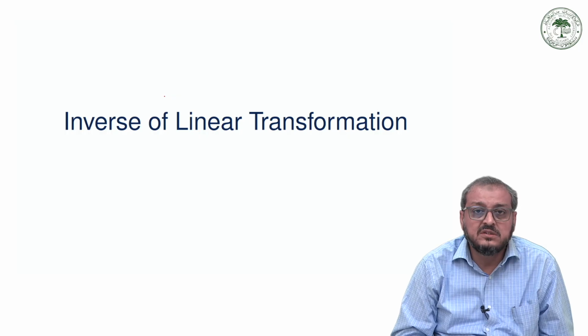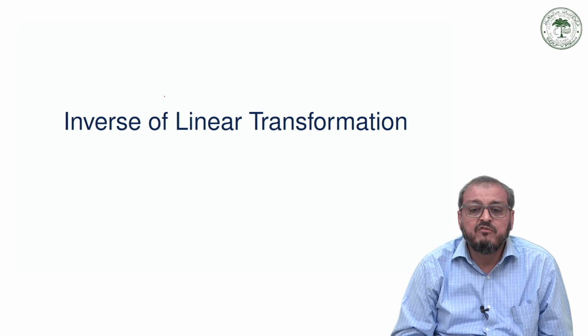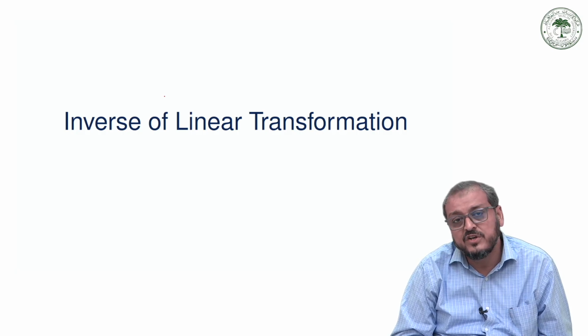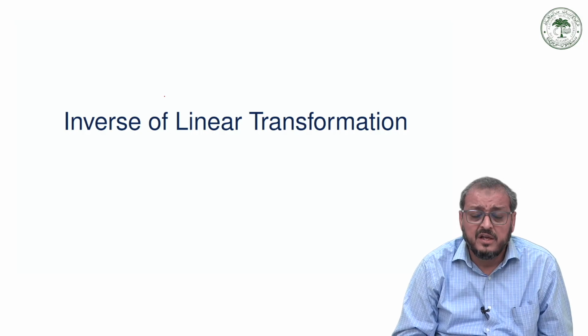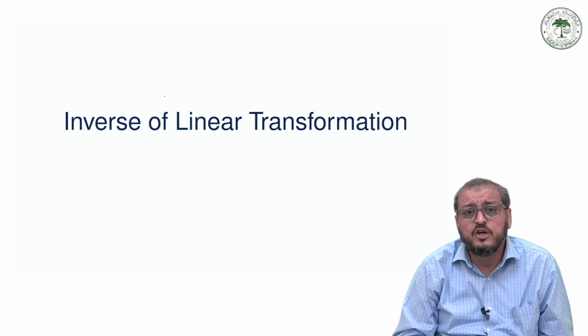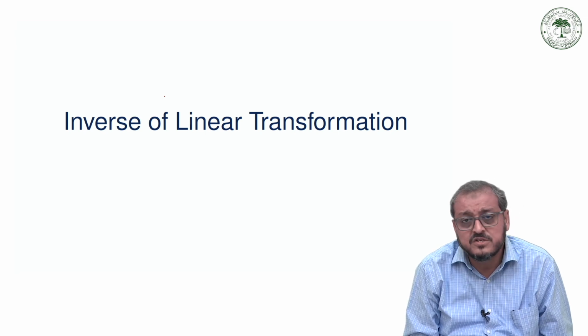In the last class we discussed one-to-one and onto linear transformations. We proved two results. One: if the vector spaces V and W have the same dimension, then if T is one-to-one, T is also onto. Also, if V1, V2, ..., Vn is a basis of a vector space V and T is a bijective, one-to-one and onto linear transformation, then T of V1, T of V2, ..., T of Vn are a basis of the vector space W.